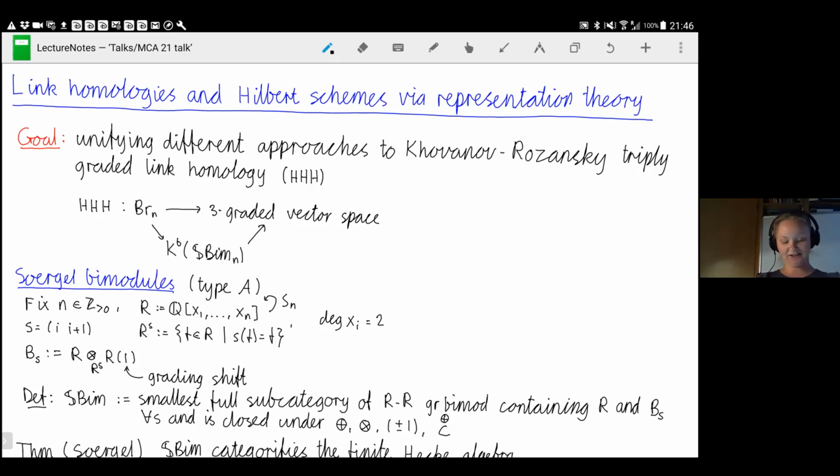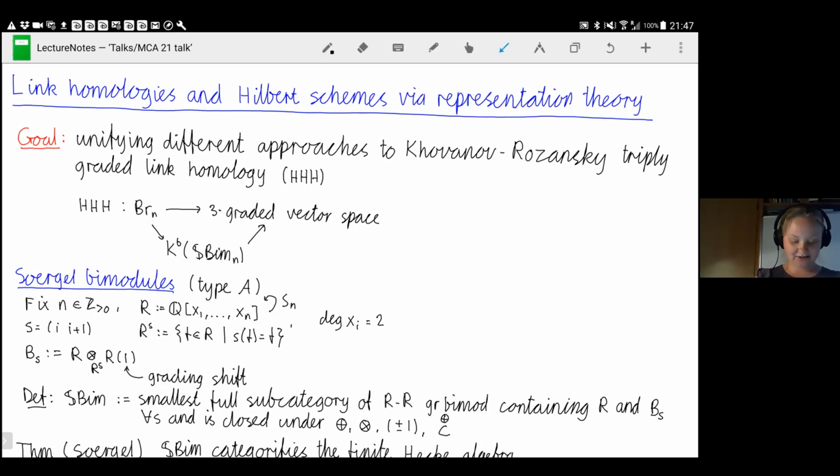So let me just recall the construction really briefly. Soergel bimodules are already featured quite prominently, especially in Ben's talk, so I won't spend a lot of time on it. I'll just quickly recall the definition. This is only going to be type A. At the end of the talk, I might say a few words about other types, but I imagine I'll run out of time before then.